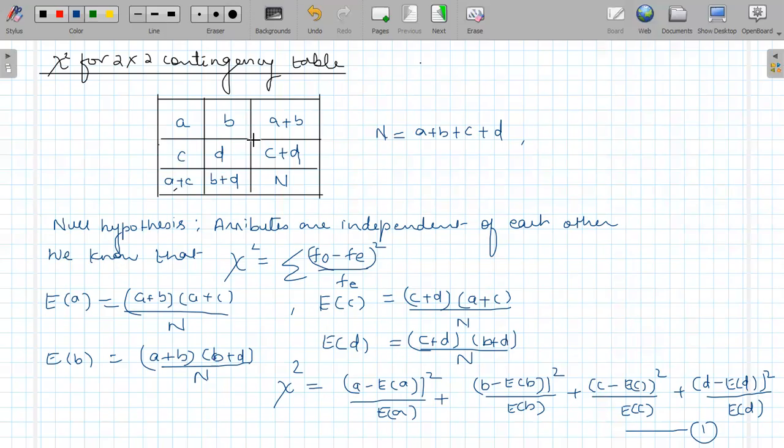So this is a contingency table that you can see. The entries are denoted by A, B, C and D. And here is the total of row, that is the total of A and B, A plus B. The total of C and D, that is denoted by C plus D. Column total is written here A plus C, and this column total is B plus D. Capital N is the sum of all the entries, that is A, B, C and D.